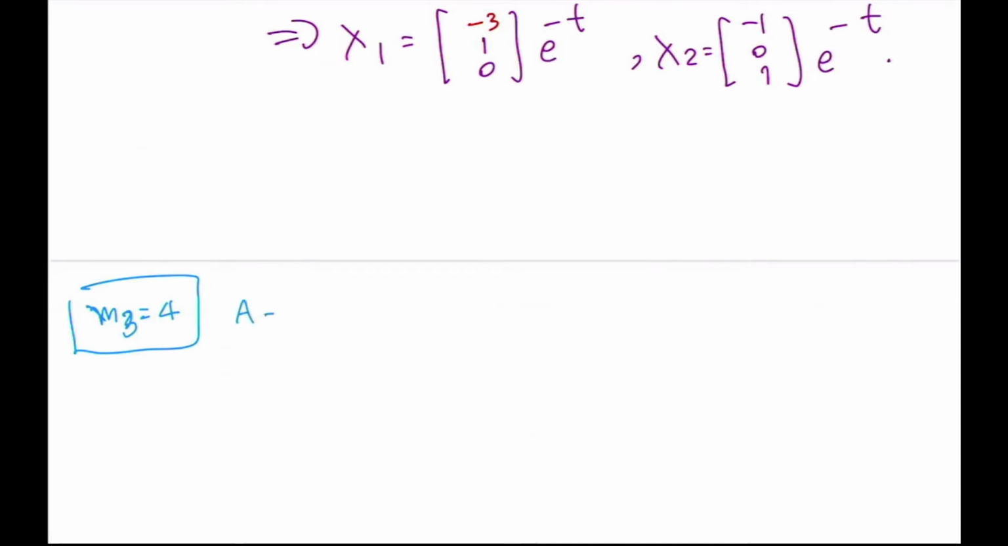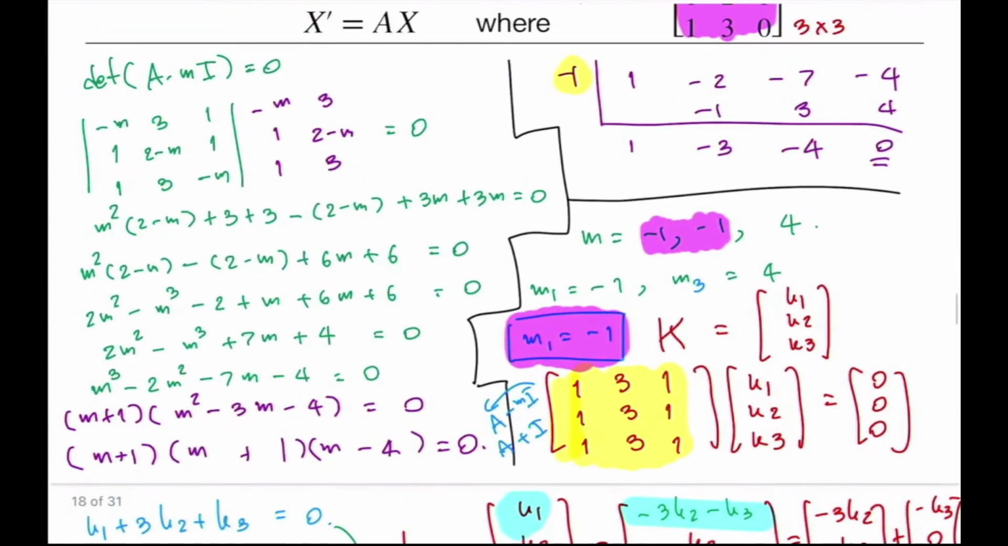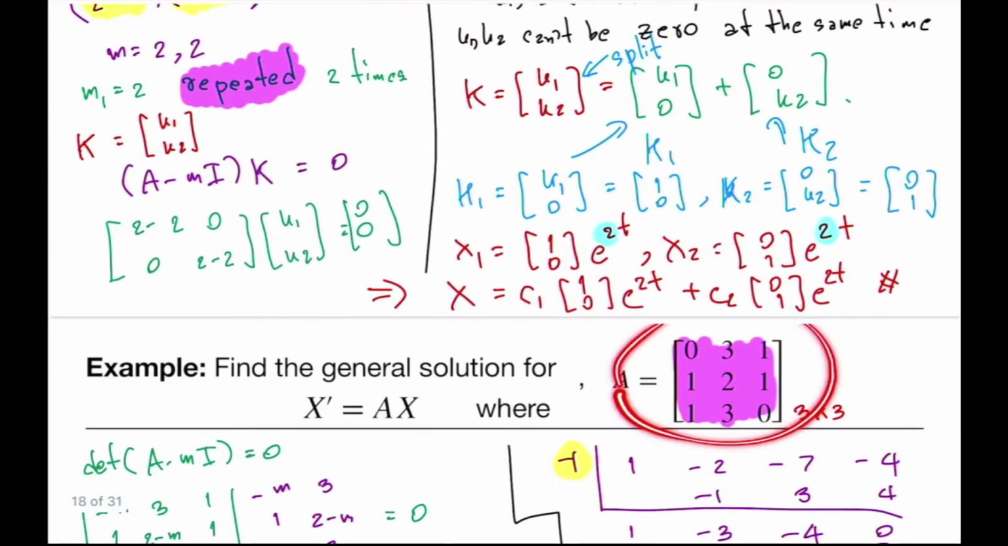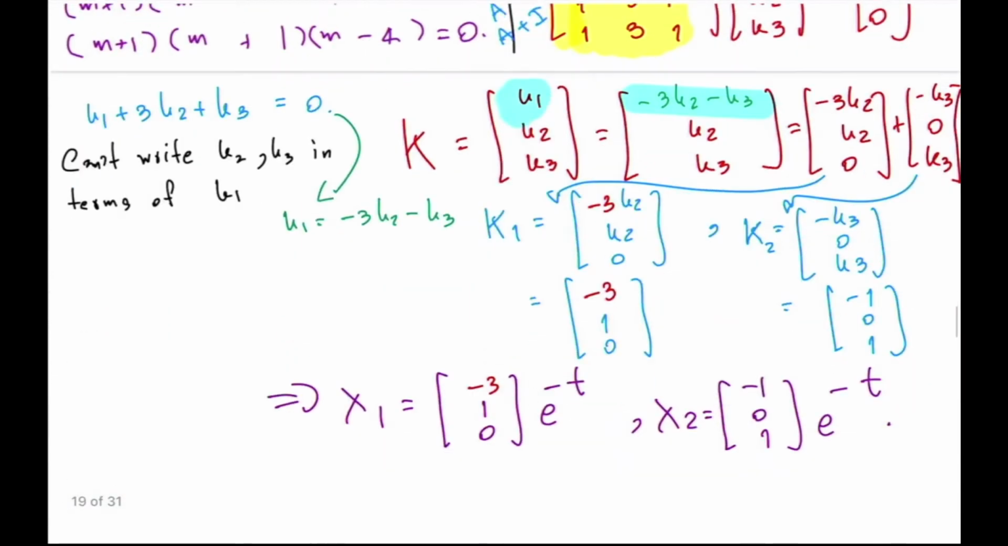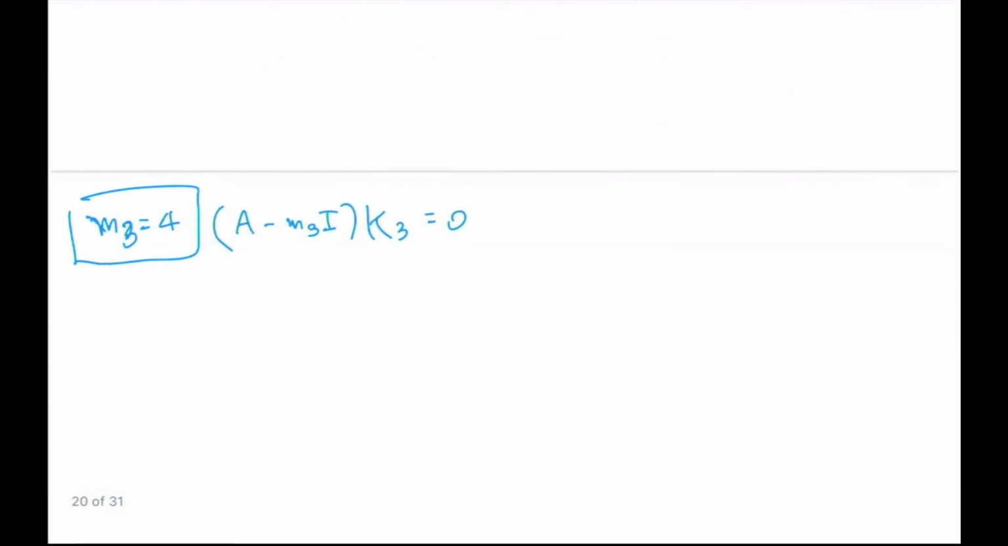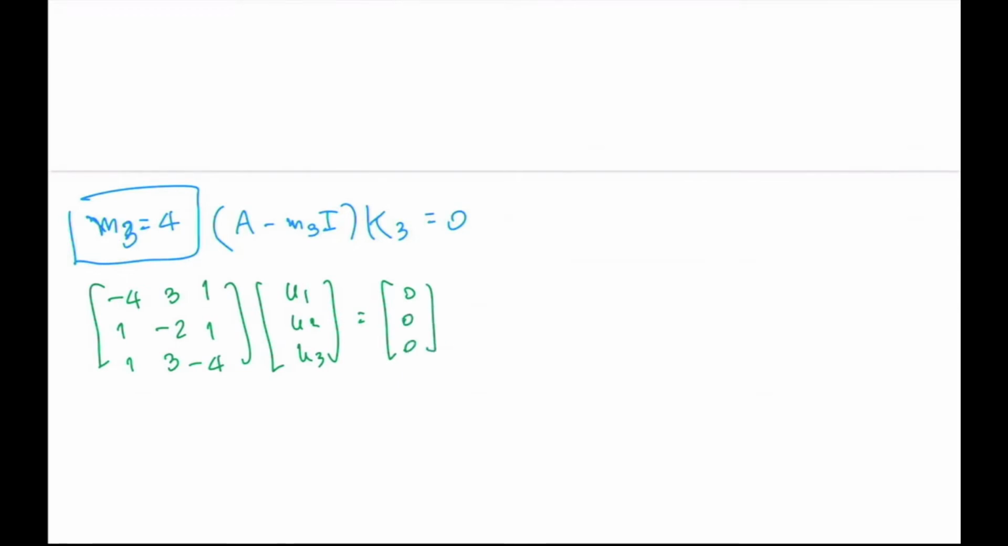So from the equation A minus M3 i, K3 equals 0. So we have that the vector A is this one, right? This is vector A. So we need to subtract here with minus 4, minus 4 and minus 4, right? So our equation would be minus 4, 3, 1, and 1, minus 2, 1, and 1, 3, minus 4. And then you have K1, K2, and K3 equals 0, 0, and 0.